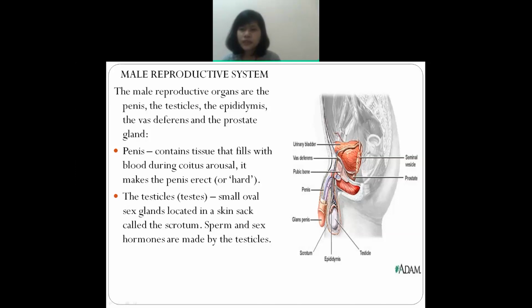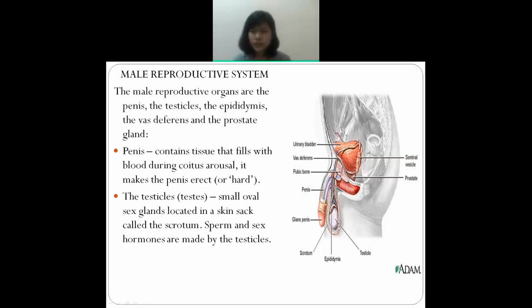The first one is the penis. What does it contain? It contains a tissue that fills with blood. During coitus, the penis becomes erect, which means it becomes hard. Understand? And next is the testicles.